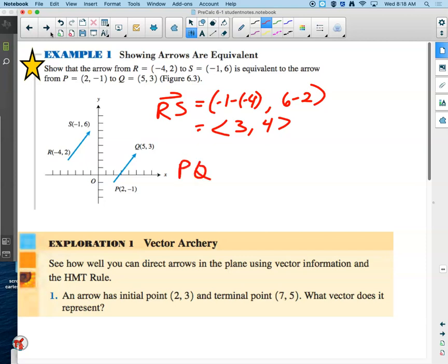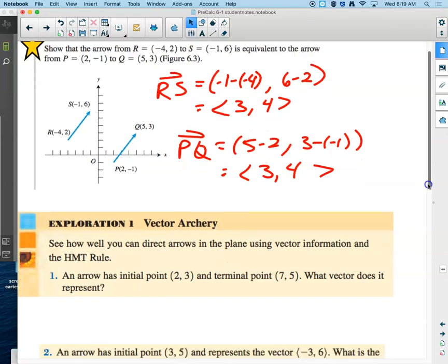And then PQ has to be labeled that way because Q has the head, which is the arrow. And we would need 5 minus 2 and 3 minus a negative 1 to get our component form. 5 minus 2 is 3, and 3 minus a negative 1 is 4. So they're equivalent and parallel. Same vector, located in a new position, but definitely the direction is the same because we see that they'd both be 0, 0 to 3, 4 if we started at the 0, the origin for a vector.